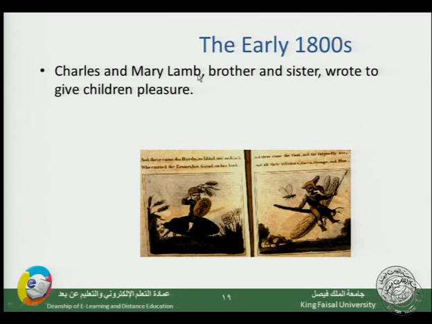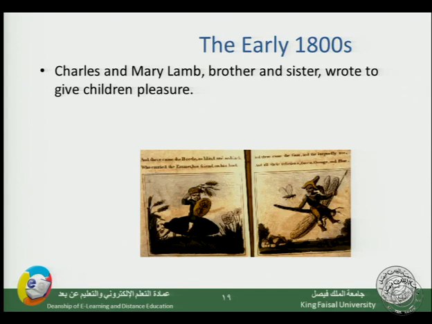Okay, like Charles and Mary Lamb, I told you that we are going to have this from the beginning of the lecture. Their brother and sister, Charles Lamb and Mary Lamb, brother and sister, they wrote to give children pleasure. See, that was in the early 1800s. But because they did not write directly from their own imagination to children, this is not the real start of children's literature. I will explain again.